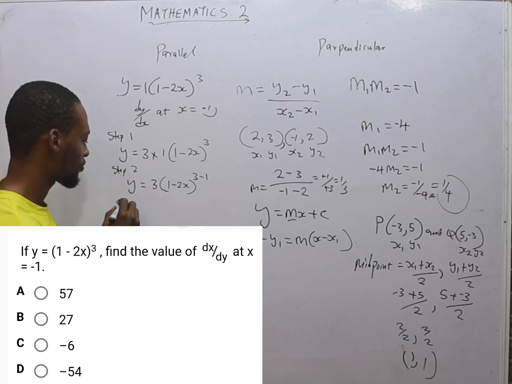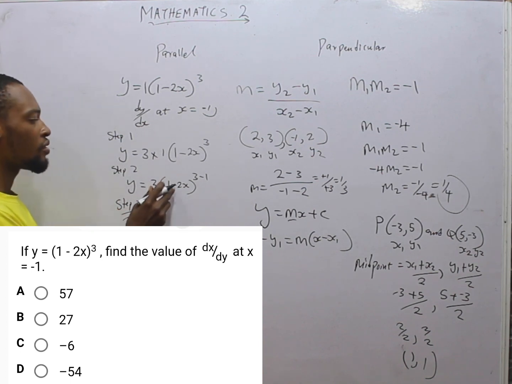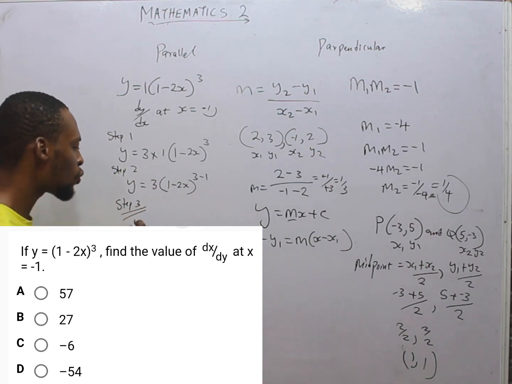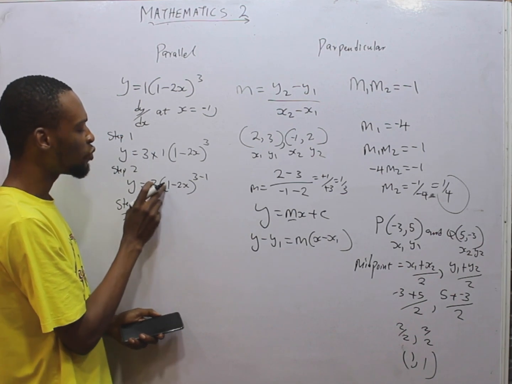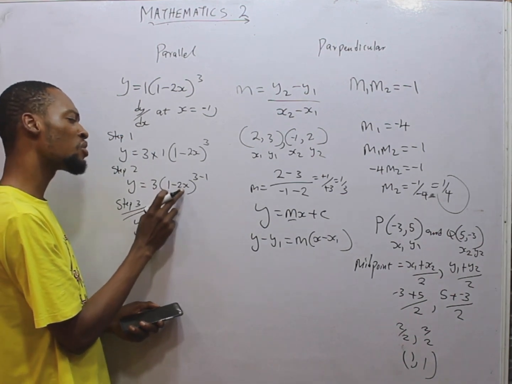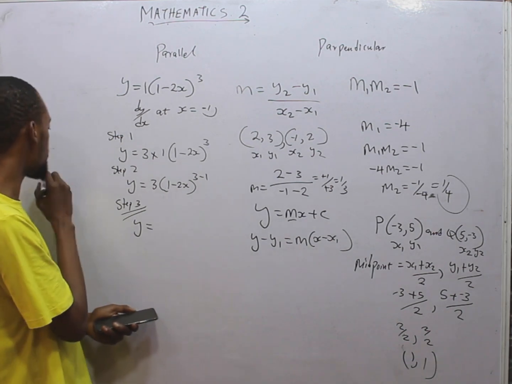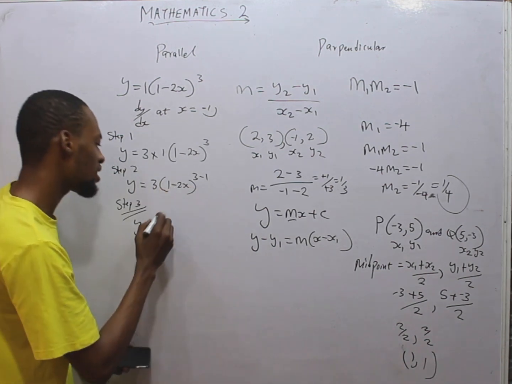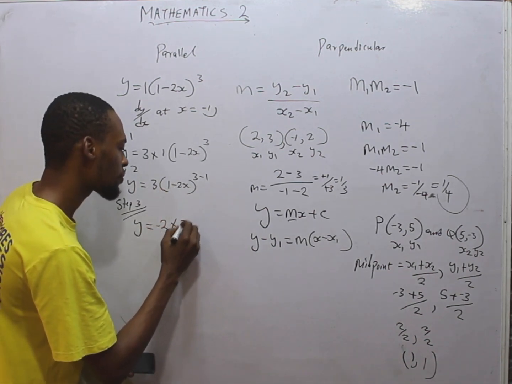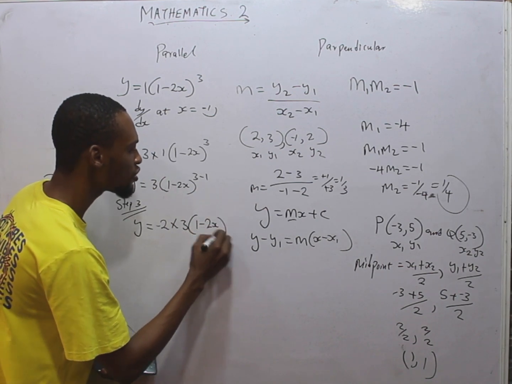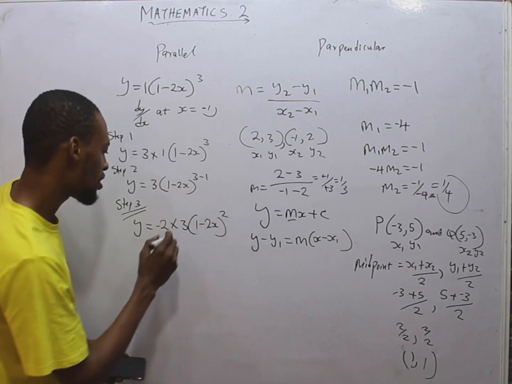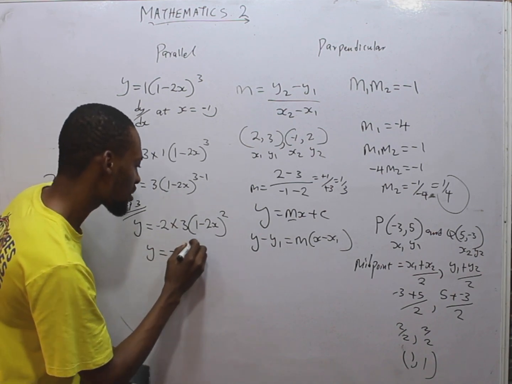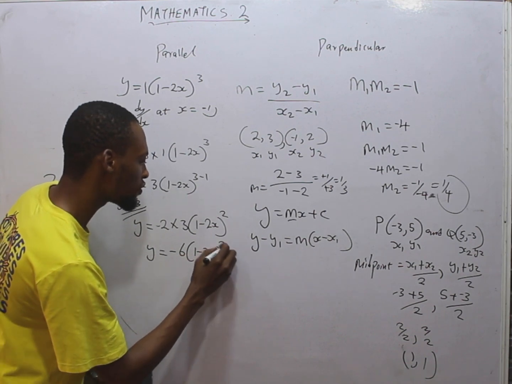Step 3. Differentiate inside the bracket and use it to multiply everything. So y is equals, differentiating here, when you differentiate 1, you get 0. When you differentiate minus 2x, you get minus 2. If you differentiate 2x, it is 2. So that means here is minus 2. Using it to multiply everything, it is minus 2 times 3, 1 minus 2x raised to the power of 2, 3 minus 1. So this is simply y is equals minus 2 times 3 is 6, 1 minus 2x raised to the power of 2.